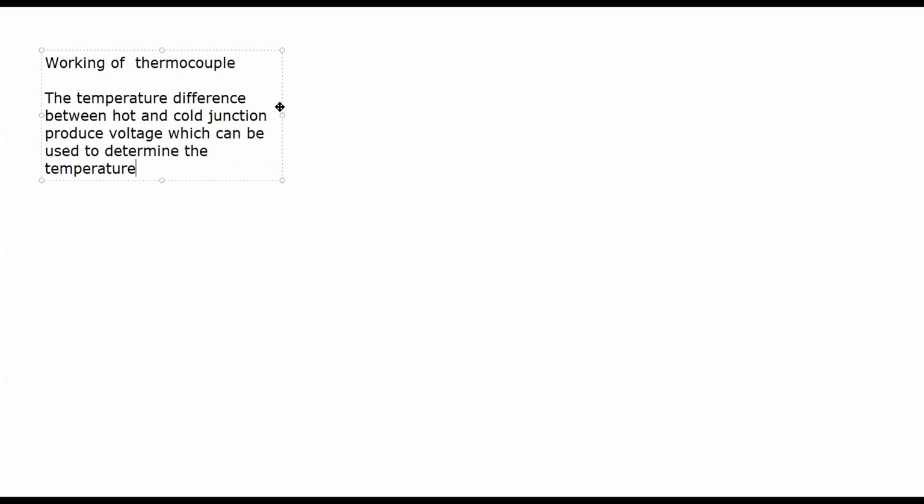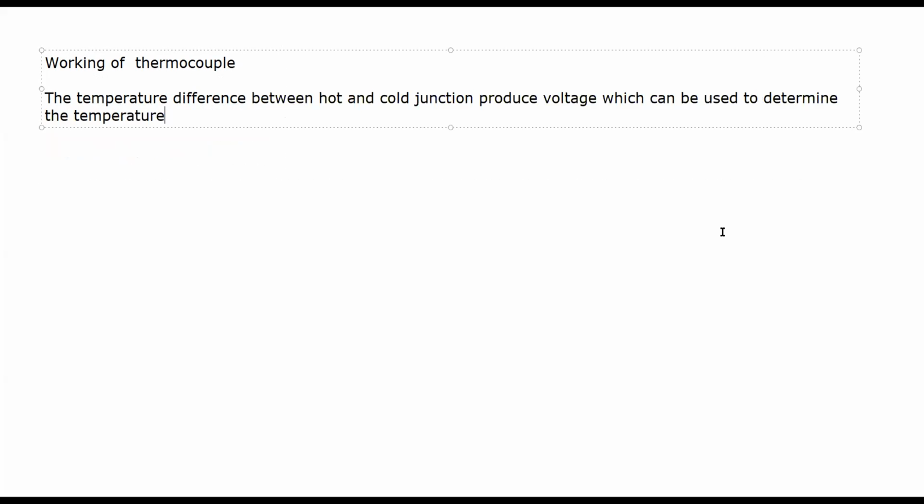So that's, if a 2 mark question is there, explain the working of a thermocouple. The temperature difference between hot and cold junction produce voltage which can be used to determine the temperature. How it is used, what will be the temperature, that you don't have to mention. And the second common question you will find, they ask draw a labeled diagram of a thermocouple.